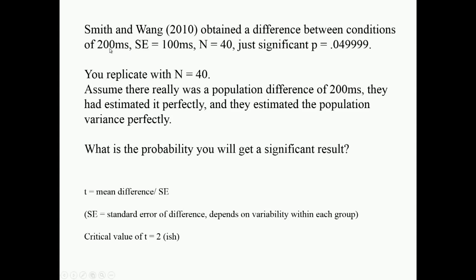So what matters to whether we get a significant effect or not is whether our t-value is greater than 2. Say 2 is the critical value. Now, I said the population value is 200 milliseconds for the mean. And when you sample from a population, is your sample mean going to be exactly the population mean? No, it won't be. Will it? It will be a little bit less, or a little bit more. 50-50 odds it will be a little bit less, as it will be a little bit more.